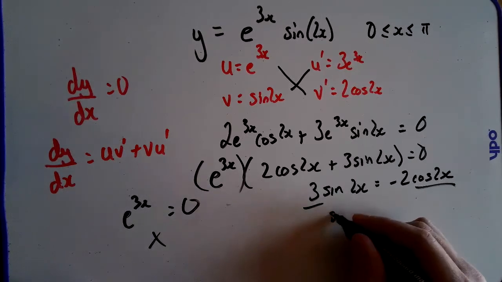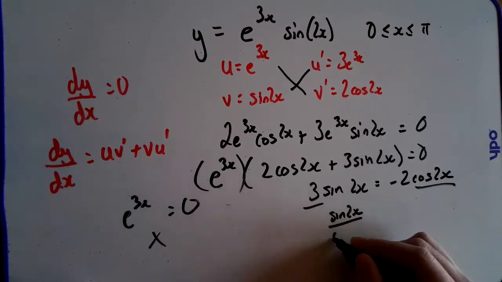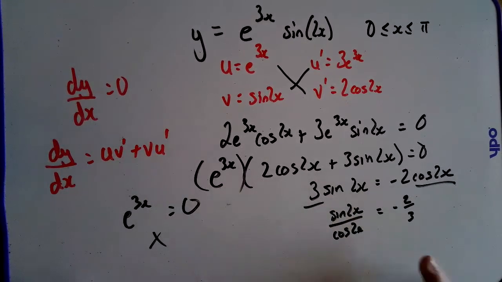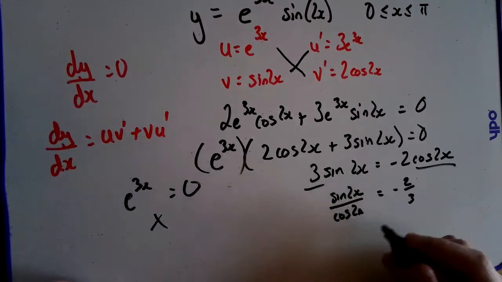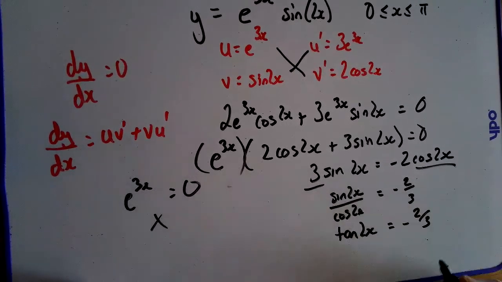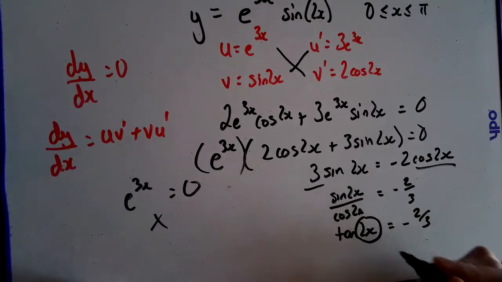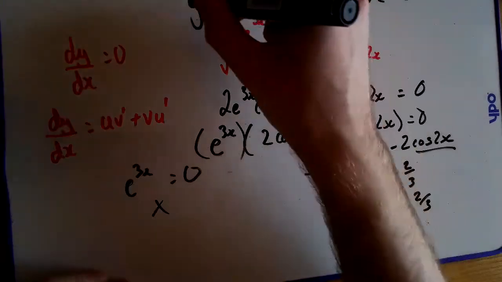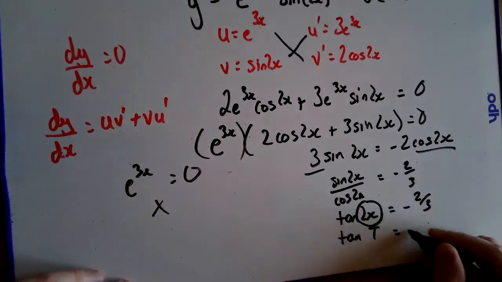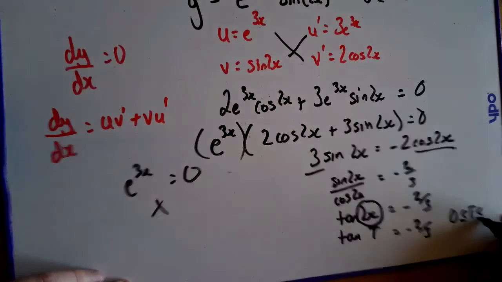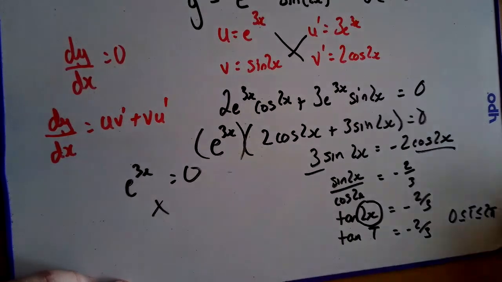So I get sine 2x over cos 2x equals minus 2 over 3. This bit here changes into tan 2x equals minus 2 over 3. Change the 2x into a different letter, so I'm just going to call it t, because I can't use y because I've got y up there. So tan t is minus 2/3, and t now goes between 0 and 2 pi. In radians, make sure you calculate this in radians.